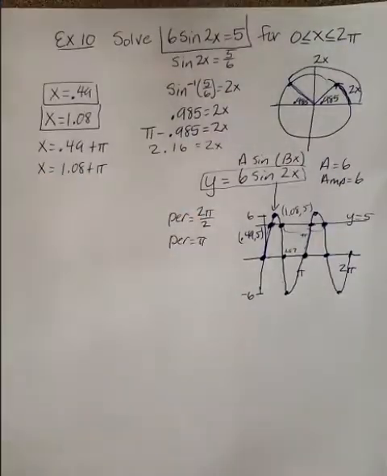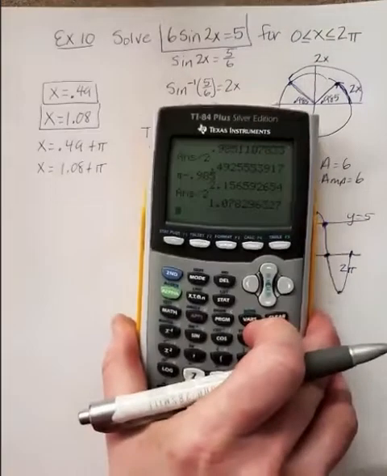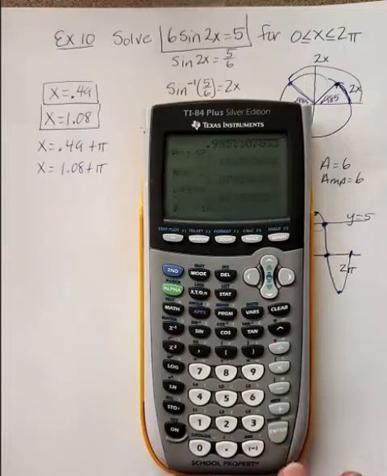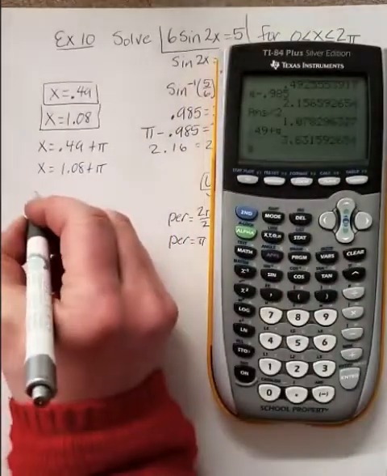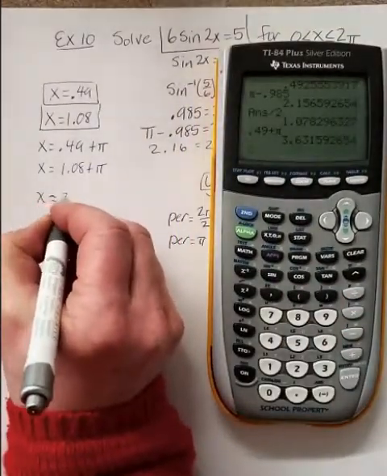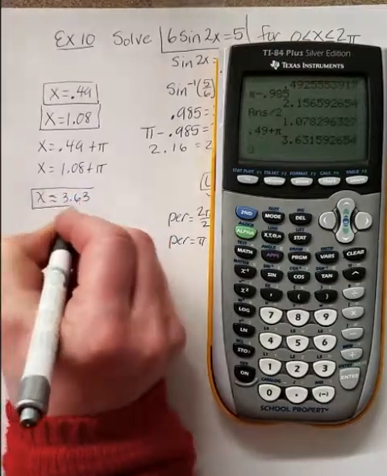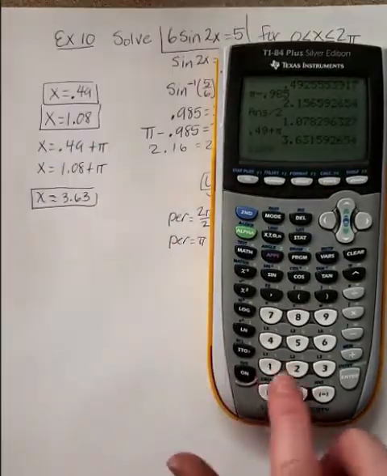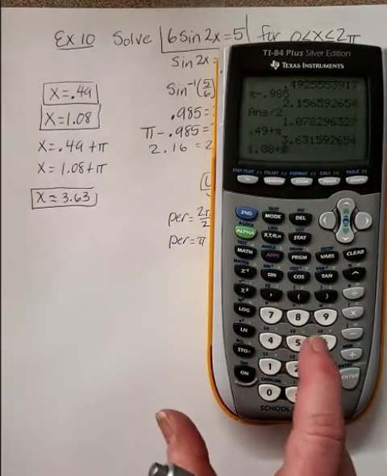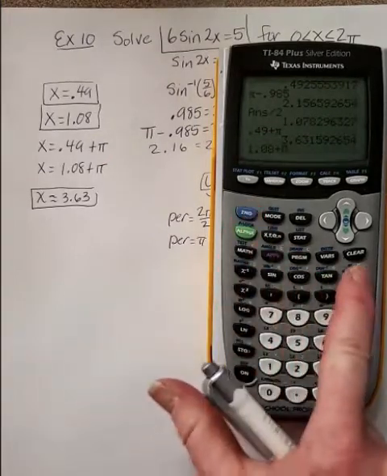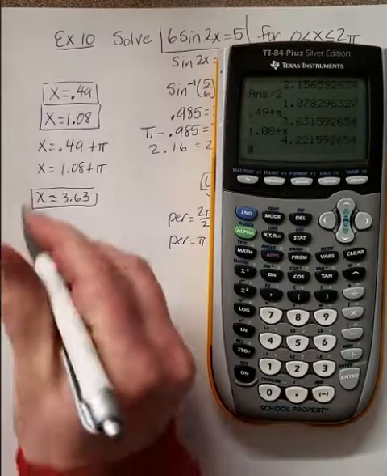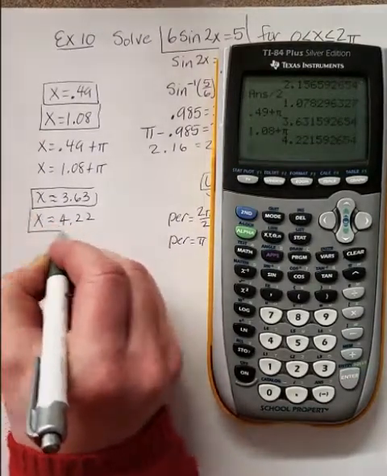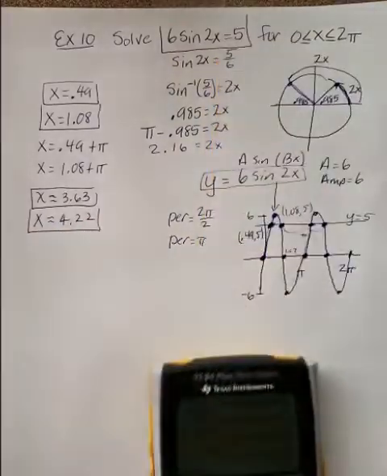So that means that my third solution is 0.49 added to pi, which is about 3.63. And the fourth solution will be pi added to 1.08, which is about 4.22. So those are the 4 solutions from 0 to 2 pi.